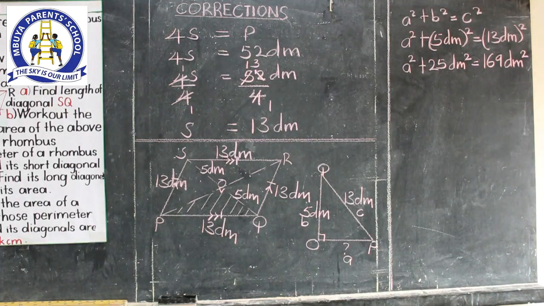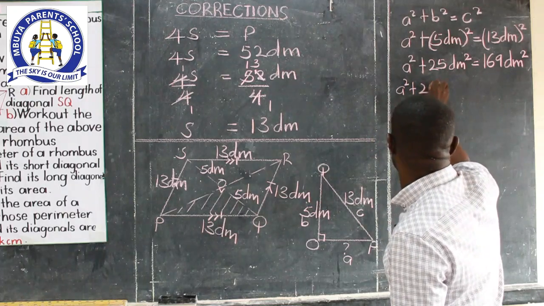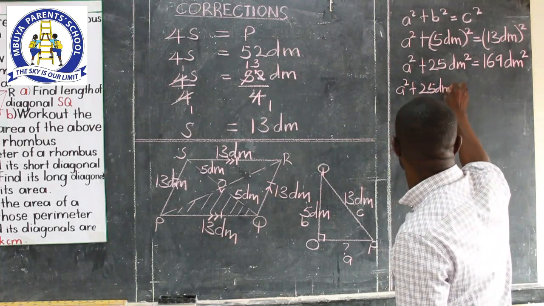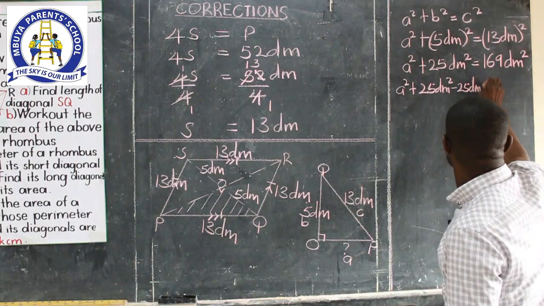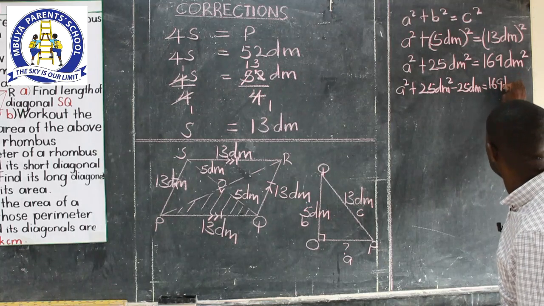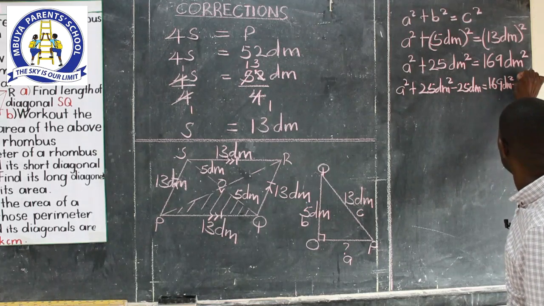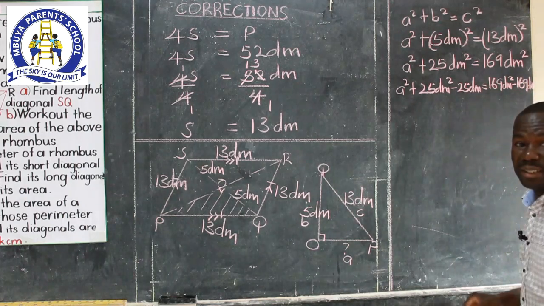So we shall now collect like terms together. The known is on one side and the unknowns on one side. So we shall have A squared plus 25 square decimeter minus 25 square decimeter is equal to 169 square decimeter minus 169 square decimeter.